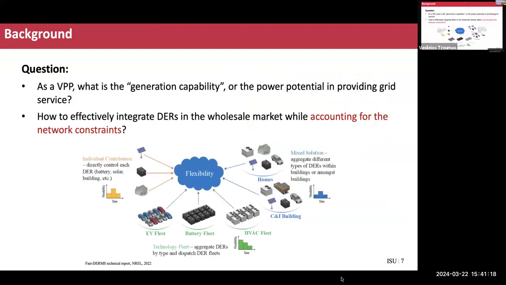And the question we're going to ask is, as a virtual power plant, what is the generation capability or the power potential of providing grid service by those distributed energy resources if we have good understanding of both the individual device and also their network models? And how do we effectively integrate those DERs in the power system, in the wholesale market, accounting for the network constraints and also accounting for the uncertainties that we have?